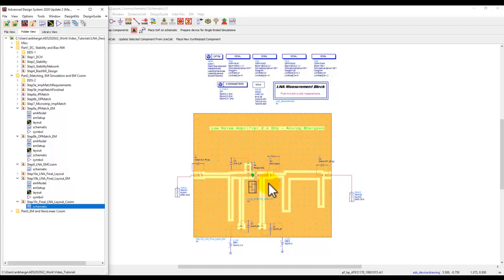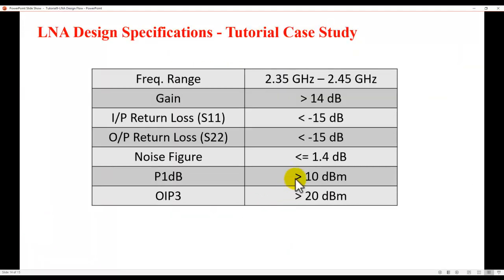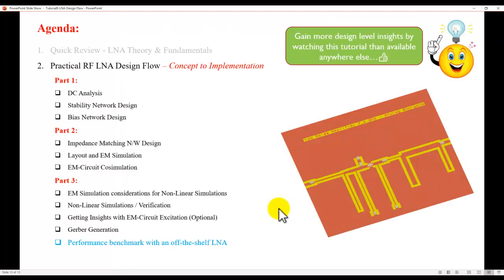Okay, right. But if you are dealing with a nonlinear model, you have one extra step, and that is to comply with the P1dB and IP3 specification. And that's what we are going to cover in part 3 of this tutorial, because there is a slight difference in how you would approach an EM simulation setup if you know you are going to do a nonlinear simulation later. And after we do nonlinear validation of our EM circuit co-simulation, we will also look at EM circuit excitation, see the fields, how they are distributed by structure and so on.